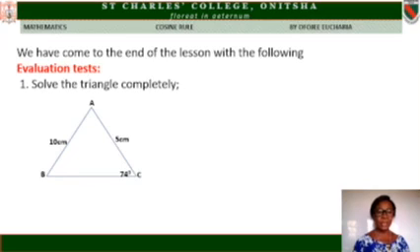Now, take the evaluation test. Solve the triangle completely. What does that mean? You look for the little letter a, you look for angle B, and you look for angle A. And that is what the evaluation test is. It will enable you to know whether you have understood how to find the side and whether you have understood how to find the angles.